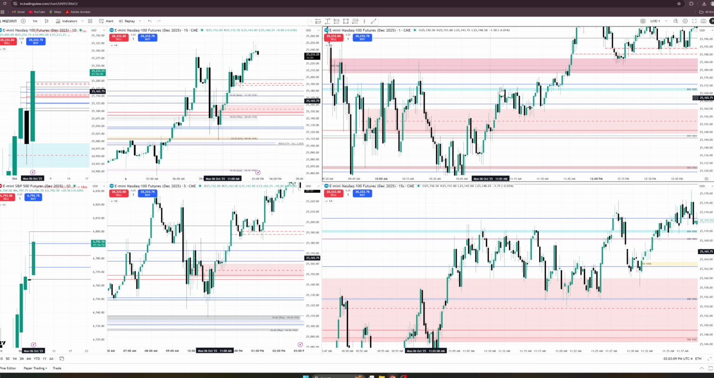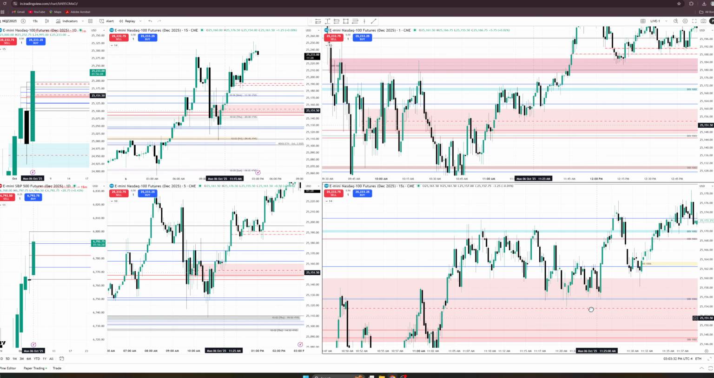So again, after rejecting here, price again came back into this volume imbalance, into this balanced price range, this 1 minute bearish fair value gap if we extend it. So this is a balanced price range now because we closed above this. So when price is retracing back into this balanced price range, we have this volume imbalance.